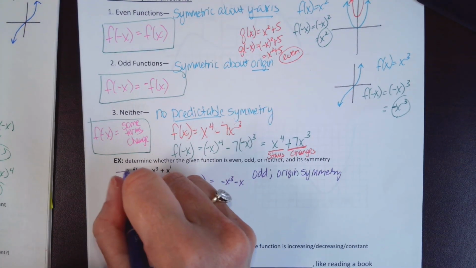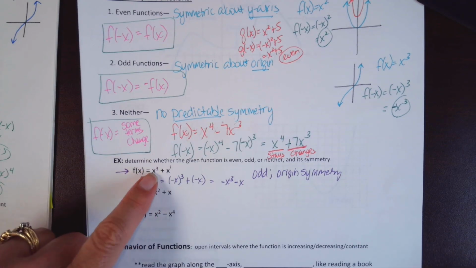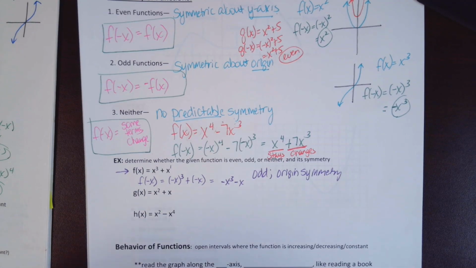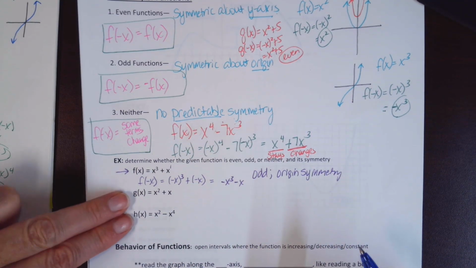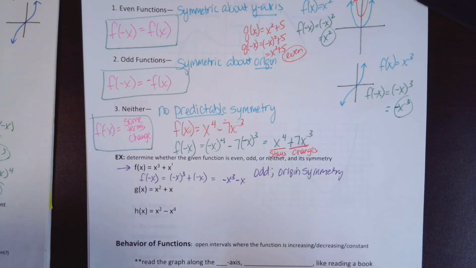This is an odd function with origin symmetry. Now, notice that I said we had odd exponents. Both of our terms have odd exponents. We ended up with an odd function. What do you think? We've got two of these left, g of x and h of x. Which one do you think might be an even function?